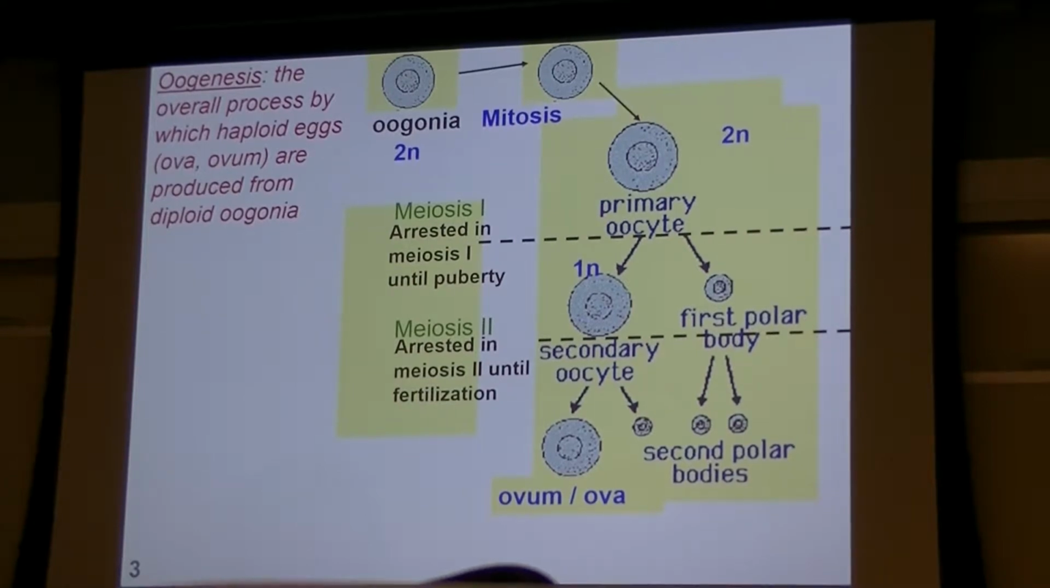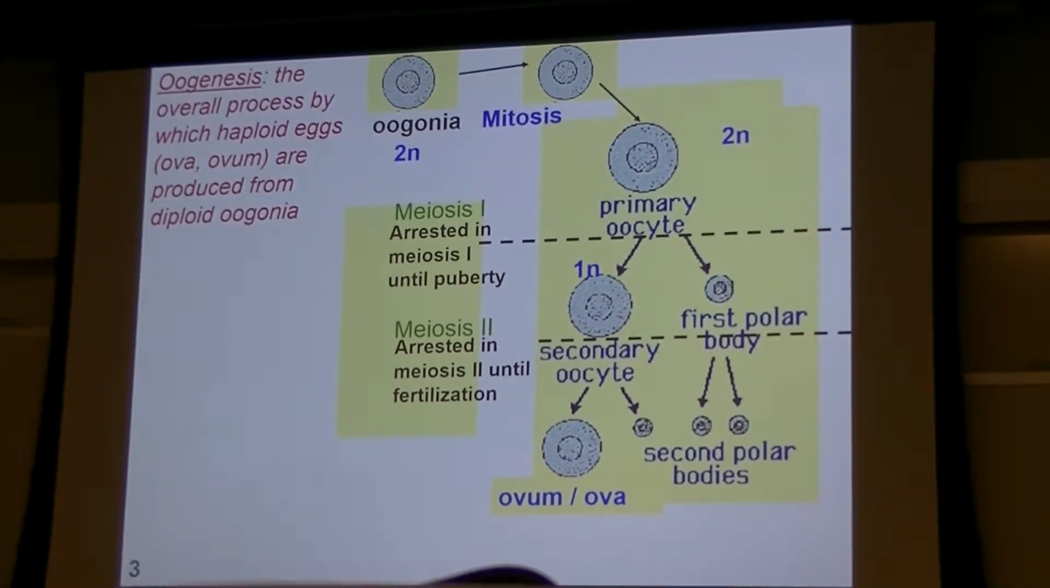So this is another difference between spermatogenesis and oogenesis, in that in the case of spermatogenesis, as these cells were dividing, from one primary spermatocyte, we eventually got 4 haploid sperm.